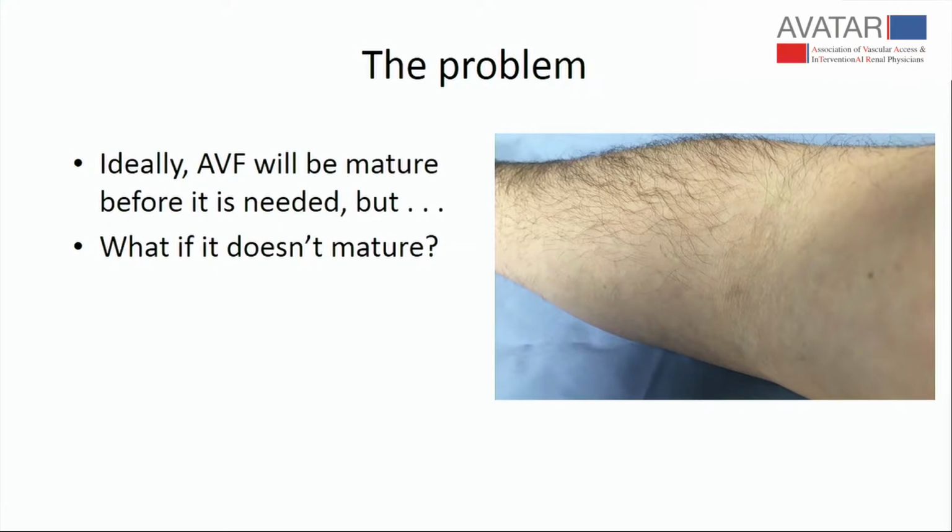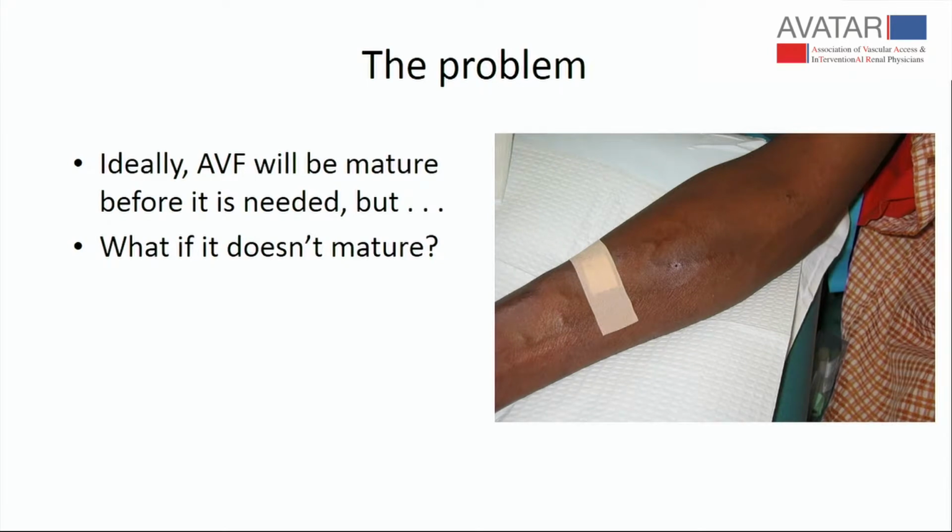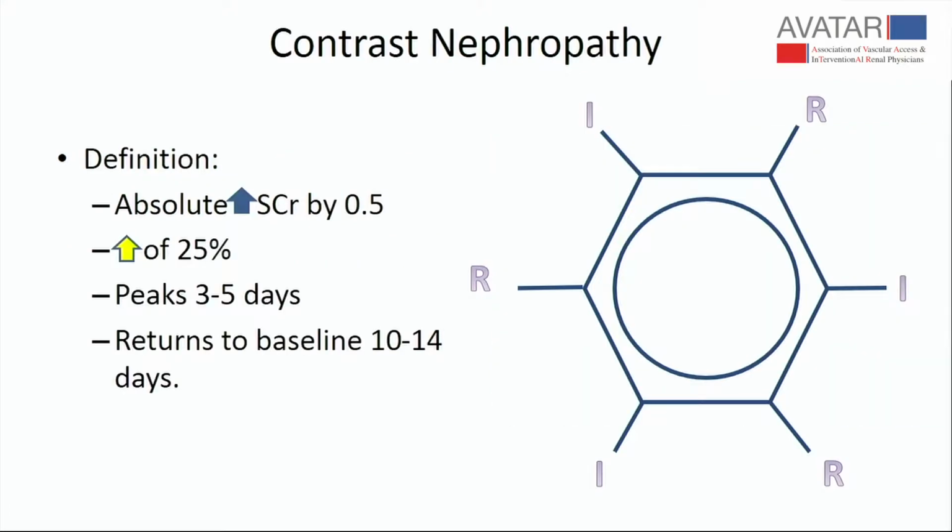But if you don't have that previous fistula, you've got to figure out what's going on in an arm like this or an arm like this where you have very small veins. You want to be able to do your fistulogram to assess and treat the underlying stenosis, but if the patient's not yet on dialysis, what do you use?